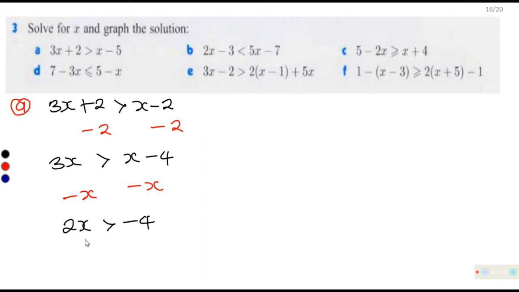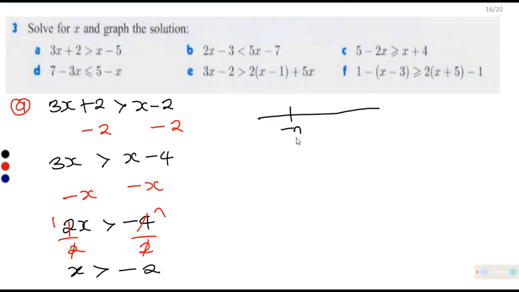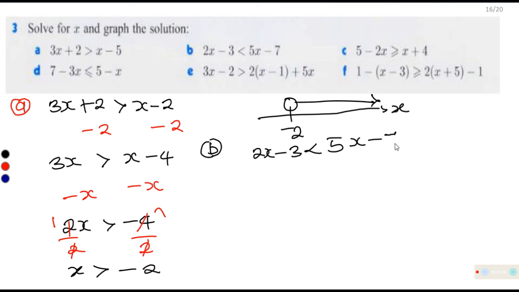And then if we divide both sides by 2, 2 goes into 2, we have 1, 2 goes into minus 4, we have minus 2. So the answer is x is greater than minus 2, and the number line can be represented this way. X is greater than minus 2, so the arrow points to the right because the inequality is greater than, and that is what we have there. This is x.